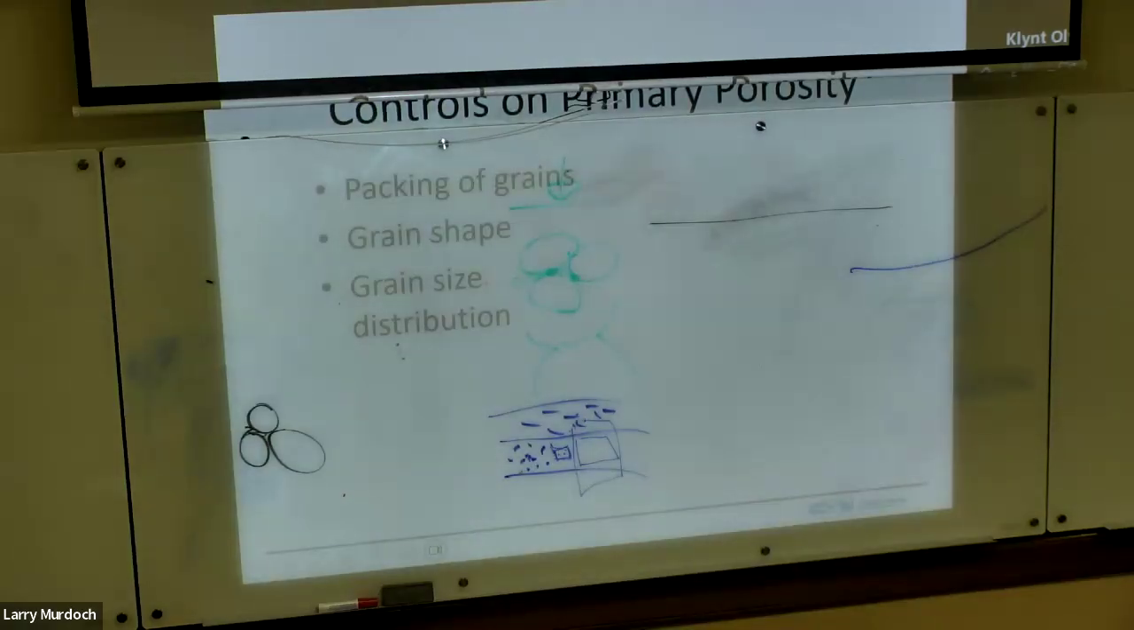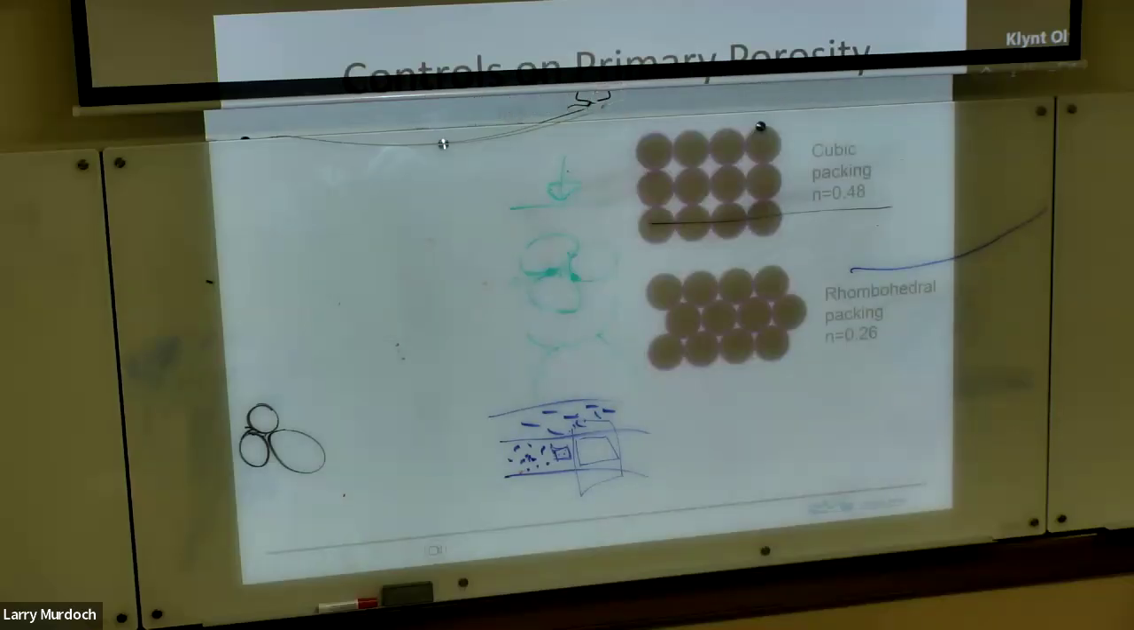Okay, so here are some of the controls on primary porosity: how the grains are packed together, what their shape is, and how they're distributed. So if we take just uniform grains of all the same size, one way that we could pack these grains together is what's called cubic packing. So the centers of the spheres are stacked one on top of another. And packing like that has a porosity, you can calculate it, of 0.48.